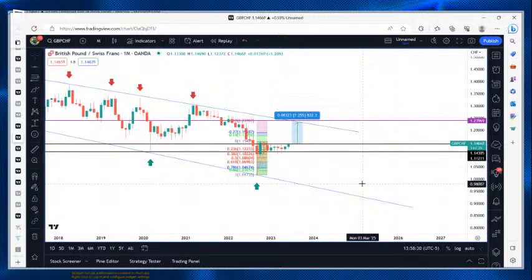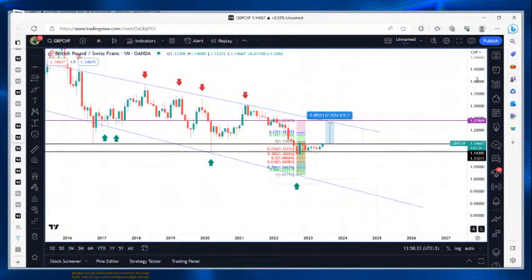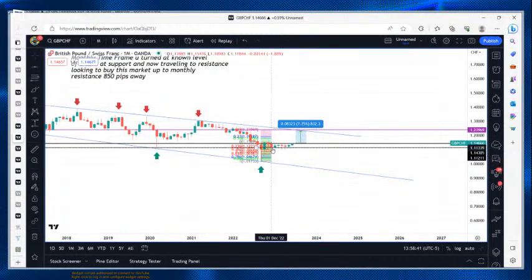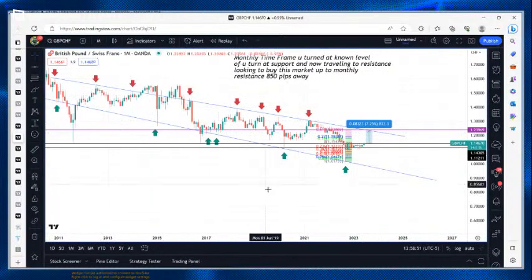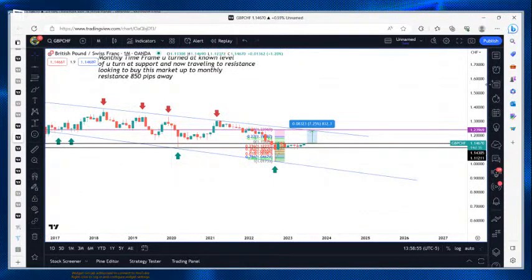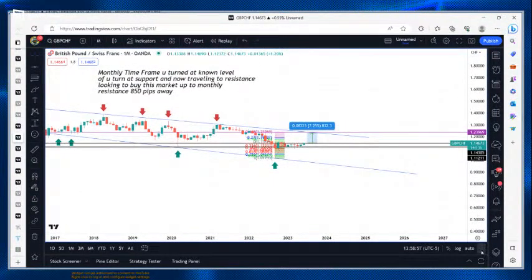So British pound, Swiss franc, we typed it up already. We hit a known level of U-turn down here, support. Waiting for the market to travel up to hit resistance on a monthly time frame. We have an up Fibonacci at 1.23969. That is the same level of resistance in the past in the overall down channel. So monthly time frame, we're looking to buy this market.